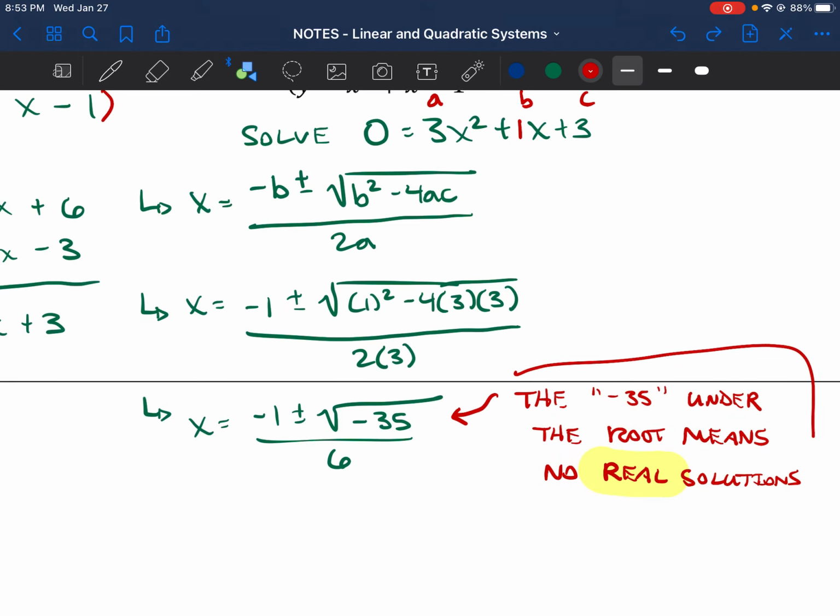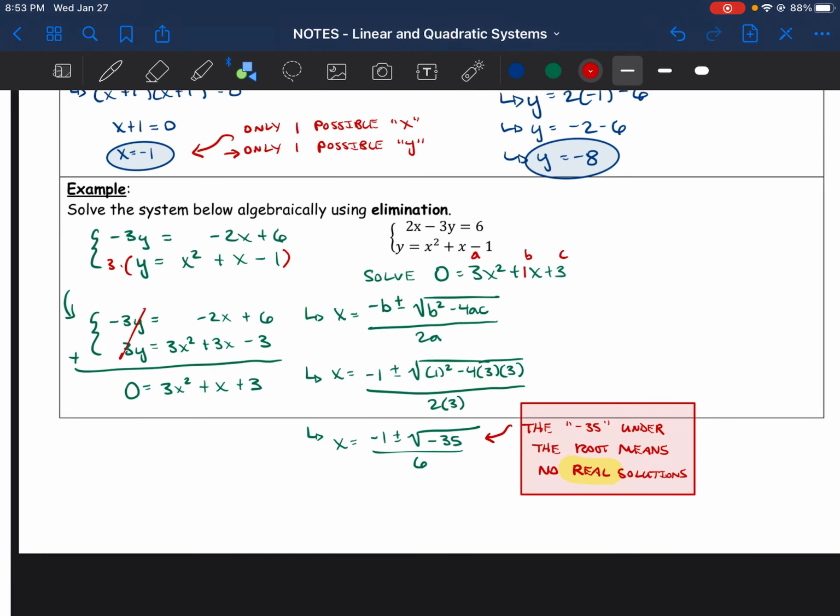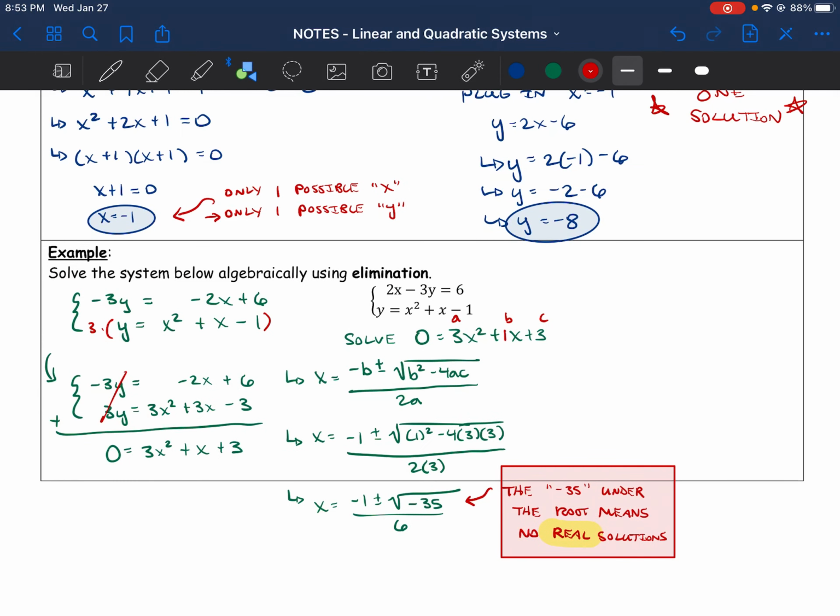That looks bad. Let me do that again. There we go. So the negative 35 under the root means no real solutions. So that's a good example of a system of one linear equation, one quadratic equation that has no real solutions.